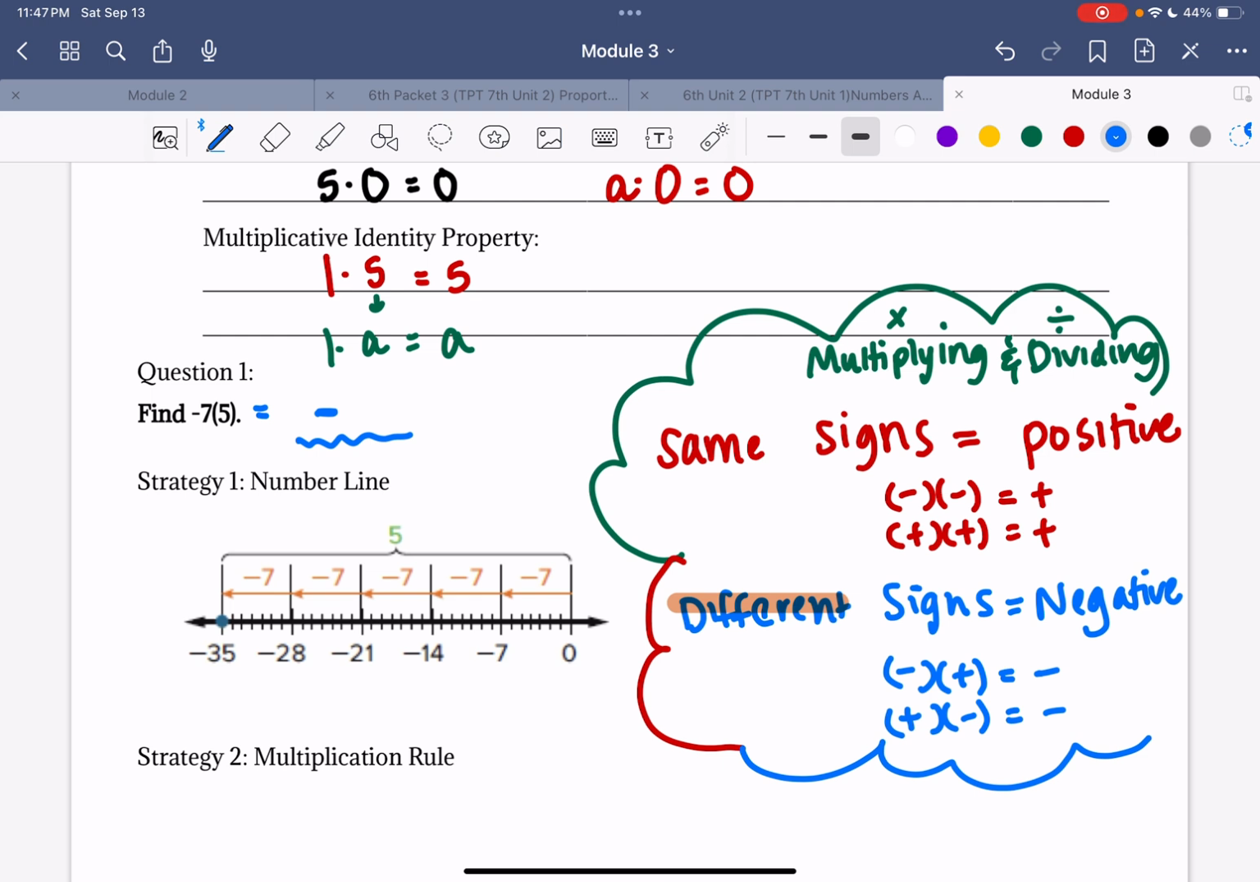And then I'm going to do the problem like normal. So multiplying and dividing, you're just going to do normal multiplying and dividing. Even if you have fractions or decimals, do it like normal. And then just stick the sign on at the end. So 7 times 5, I get 35. So my answer is negative 35.